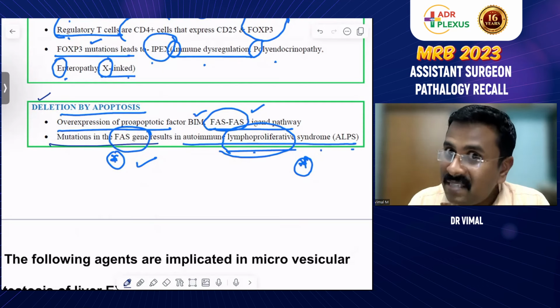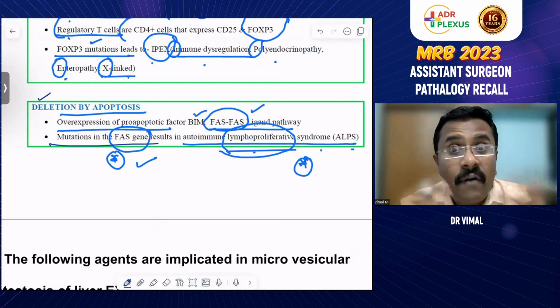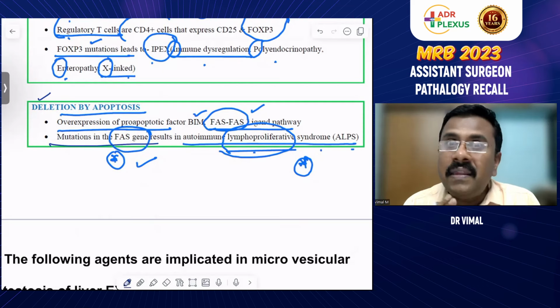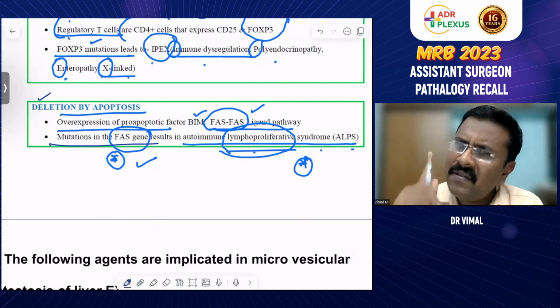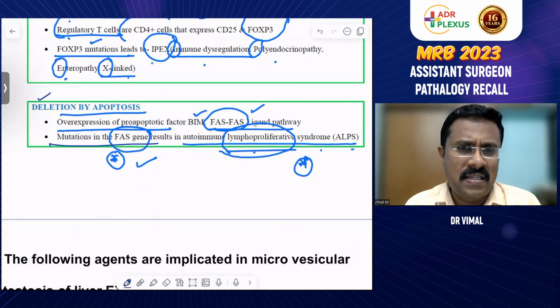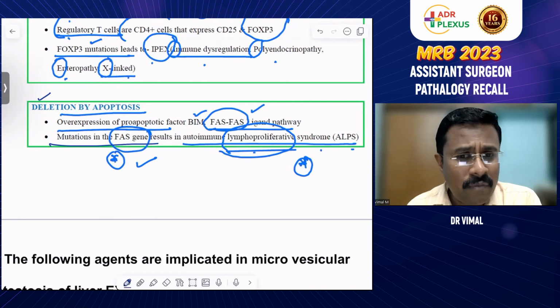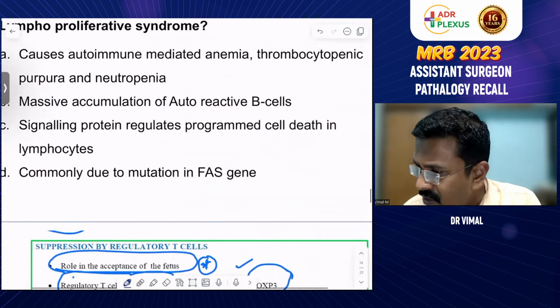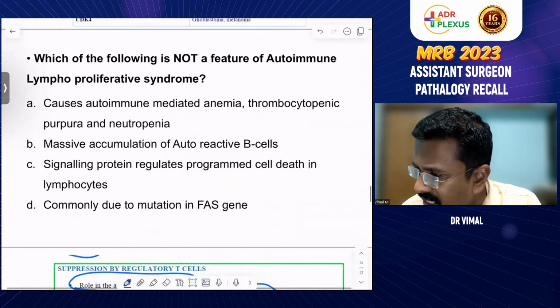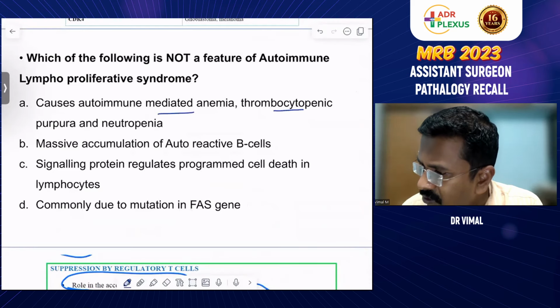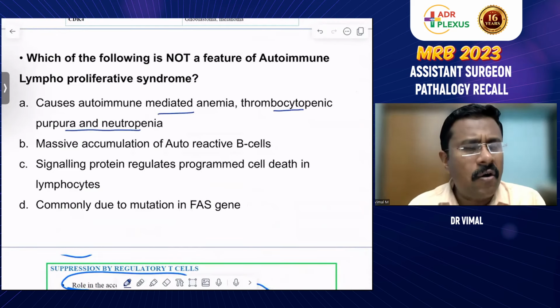But if this mechanism is absent, if apoptosis is not stimulated, then these abnormal cells will keep on targeting our body cells. They will keep on attacking our body cells. One such example is this ALPS, that is autoimmune lymphoproliferative syndrome. So let's see this question. It causes autoimmune mediated anemia, thrombocytopenic purpura, and neutropenia, obviously.